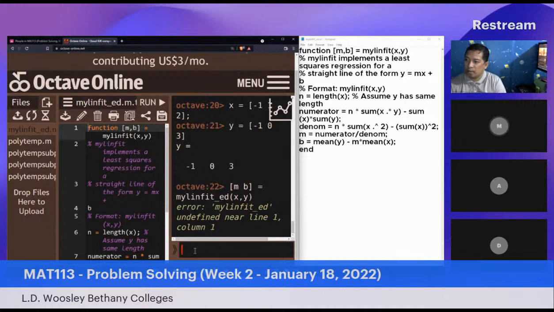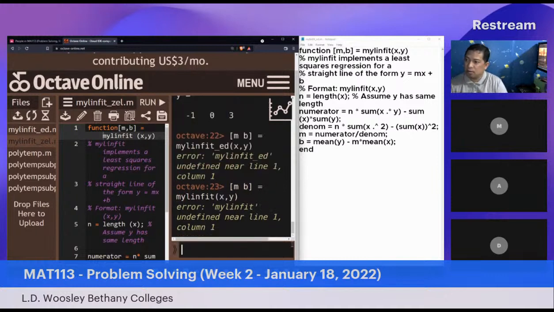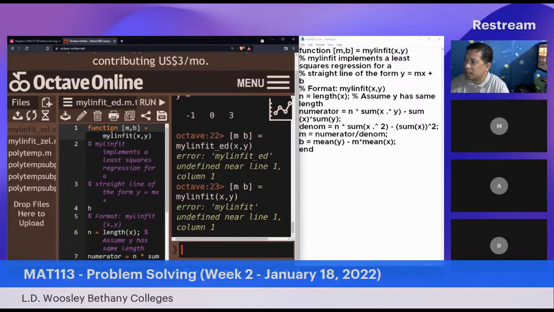Opo, nakapag-report na po ako, sir. Myelin pit. Teka. Mali. Dapat di ko pala ni-rename yun, kasi yun yung format niya. Naku, paano kayo mababasa to? Dapat pareho lang. Ginanyan ko. Dapat pala binago din to. Teka, myelinpit_ed.